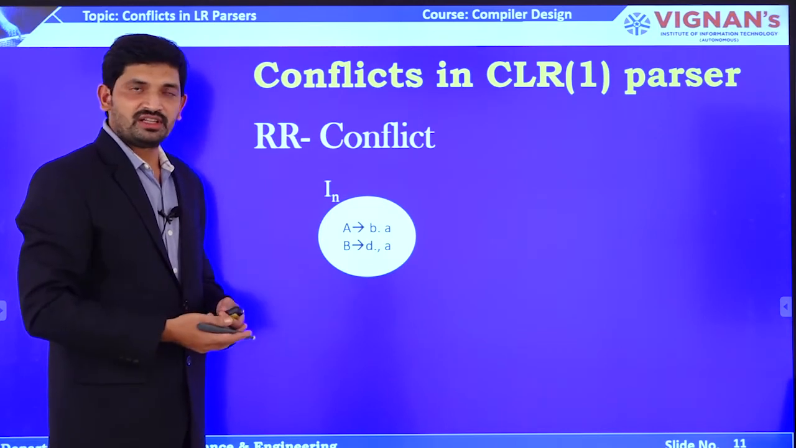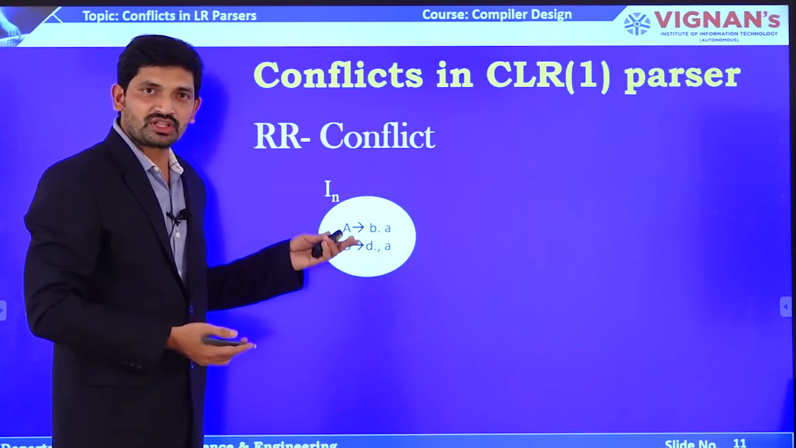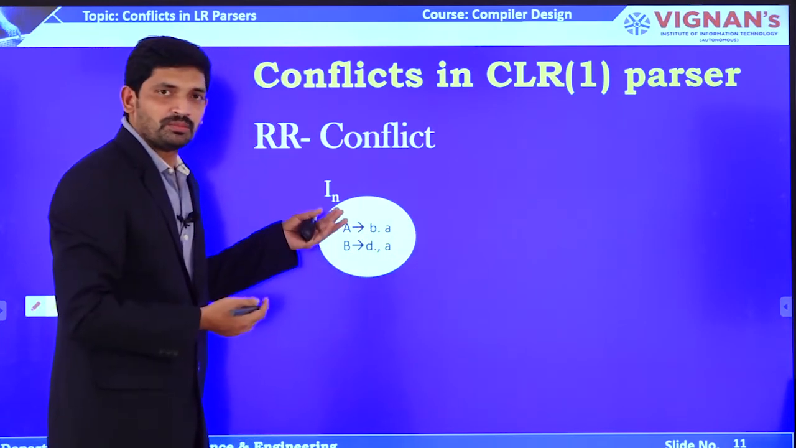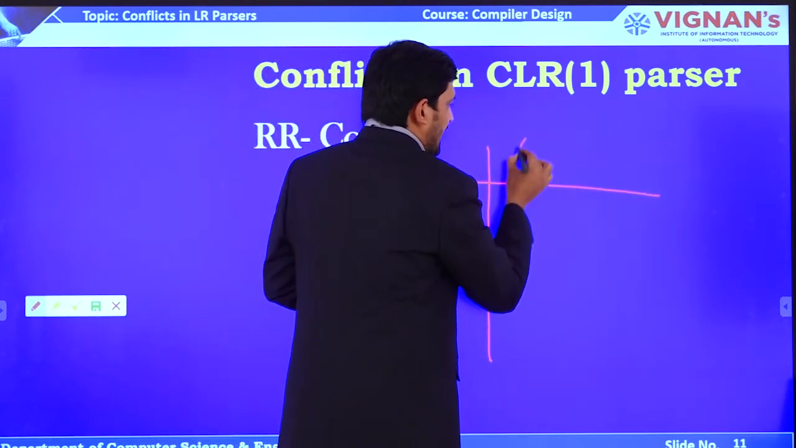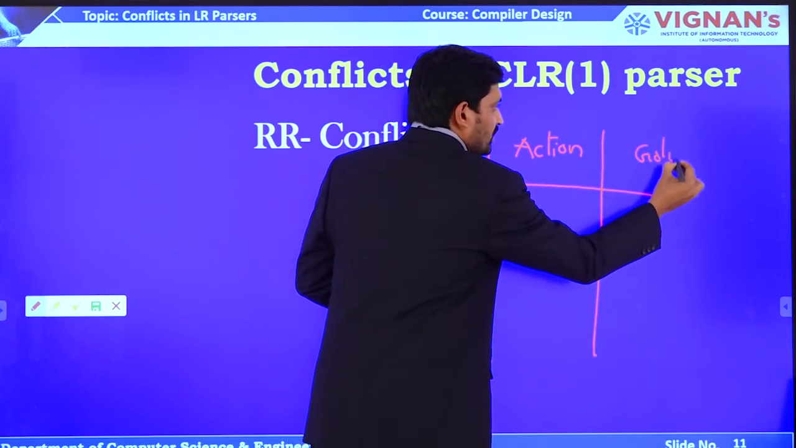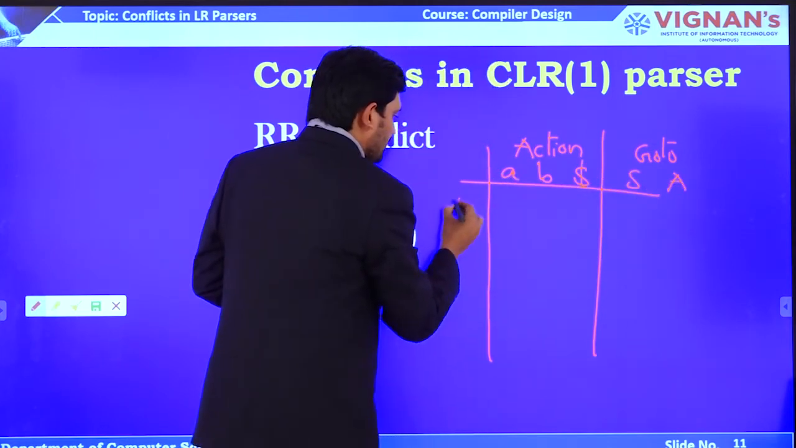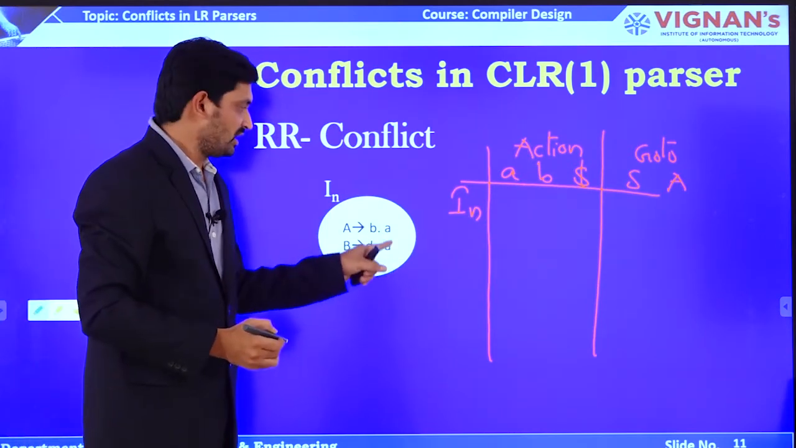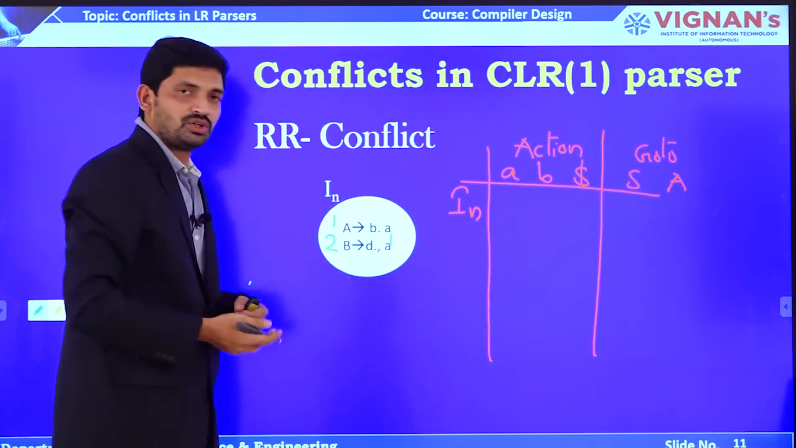What is the RR conflict in CLR1 parser? Here it is a state named as I_n, which consists of two productions, of course, two final items with two look aheads. Let us say if I am going to construct the parse table, which consists of two parts, the action and goto, with terminals a, b, dollar and non-terminal S, A, and the state name is I_n. So, we are going to place the reduction operation in the place of these final items. Let us say this is the production number 1, this is the production number 2.